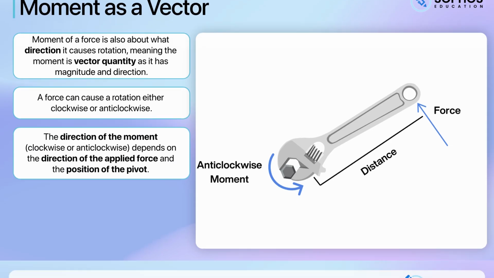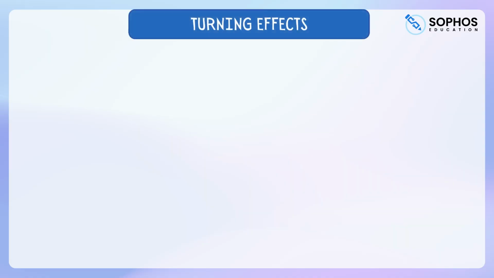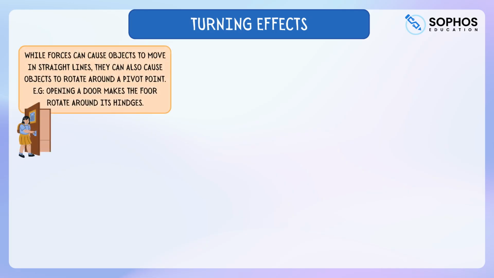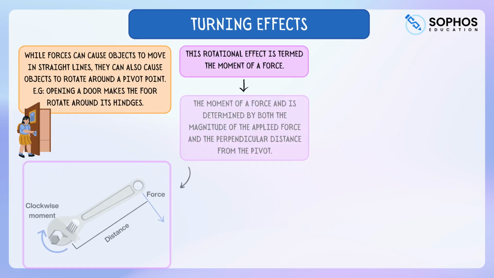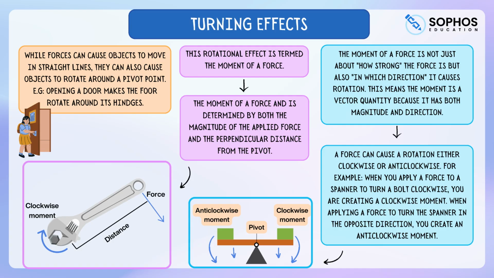In today's lesson, we delved into the concept of the turning effect of a force, also known as the moment. We began by understanding that while forces can cause objects to move in straight lines, they can also cause objects to rotate around a pivot point. This rotational effect is termed the moment of a force and is determined by both the magnitude of the applied force and the perpendicular distance from the pivot. Understanding the concept of moments enriches our comprehension of how forces contribute to the motion and balance of objects in various real-world applications.